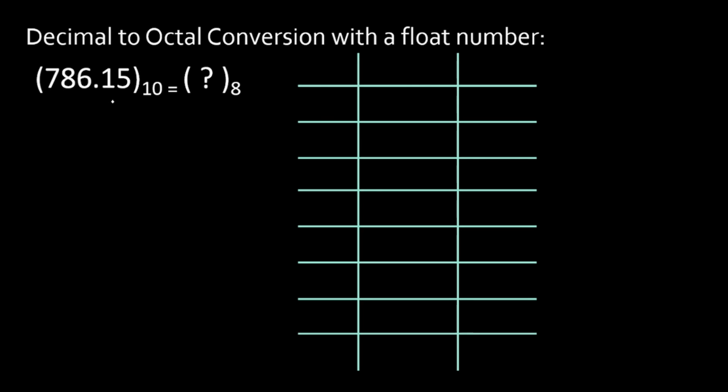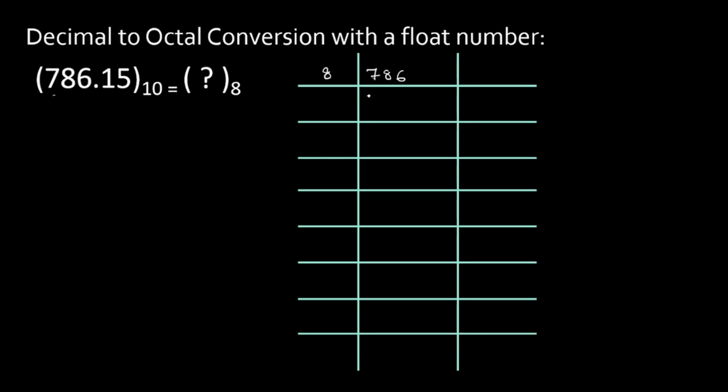Now come to decimal to octal conversion with a float number. If the number is given in decimal form, we will take its integer part first and then we will take its decimal part. The integer part will be converted in the same way which we have just learned. So this 786 will be divided by 8 till we get the quotient less than 8.